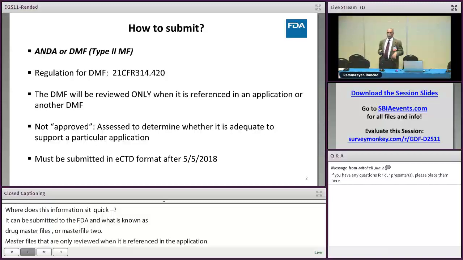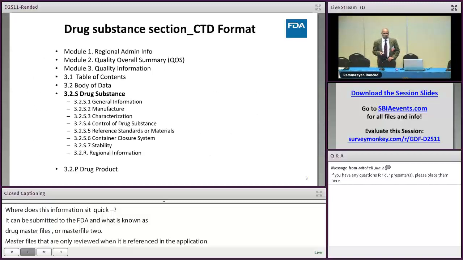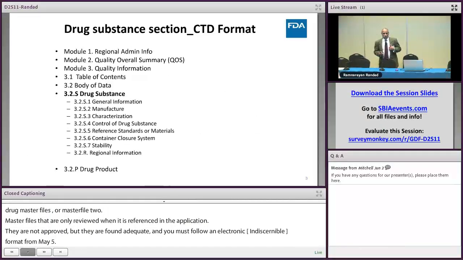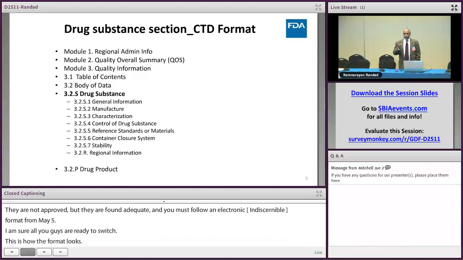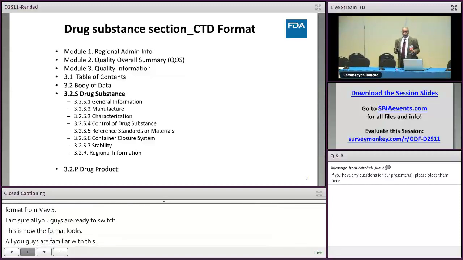So I'm sure you are all ready to switch. And this is how the CTD format looks. You are all familiar with this section. So the section S will deal with the drug substance. This is all I'm going to leave, and I'm not going to go into the details of each section.